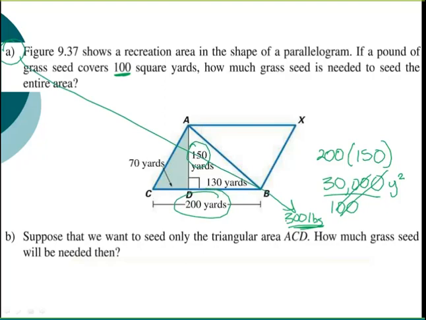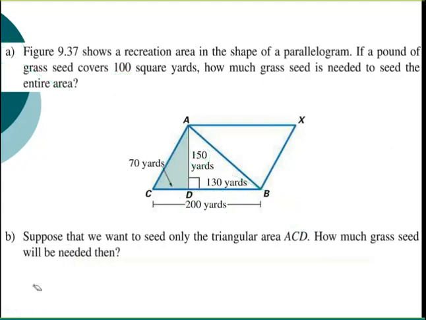Now question B says, suppose we want to seed only the triangular area right here, this one, ACD. How much grass seed would be needed then? There are a couple of ways you can approach it. What we can do is take the area of the triangle, where I've got a base of 70 and a height of 150. If I find this area, that'll help me find out how much grass seed I'll need.